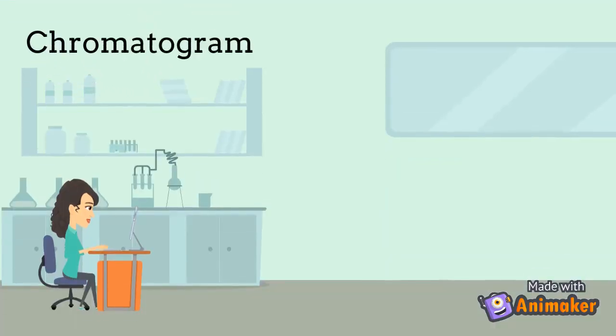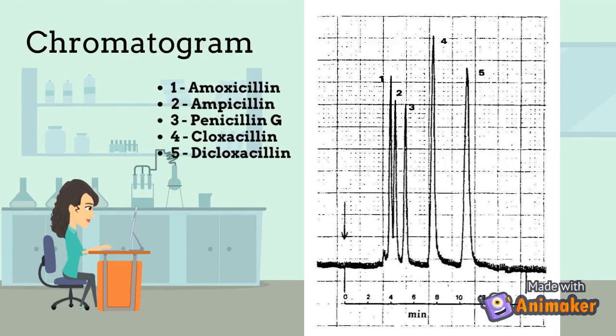This is the chromatogram of the 5 penicillins. From the chromatogram, we can know that the first peak is Amoxicillin, and the second peak is Ampicillin, and the following peaks are Penicillin G, Cloxacillin, and Dicloxacillin. You can refer to the numbers to know which peak refers to which substance.